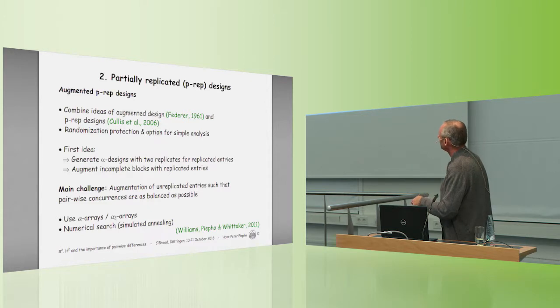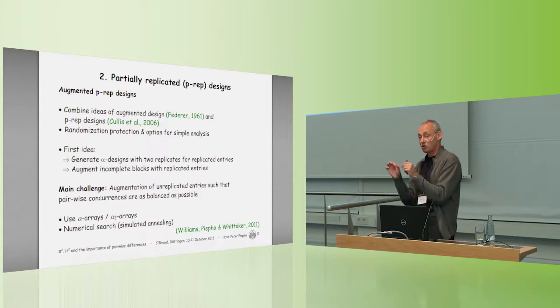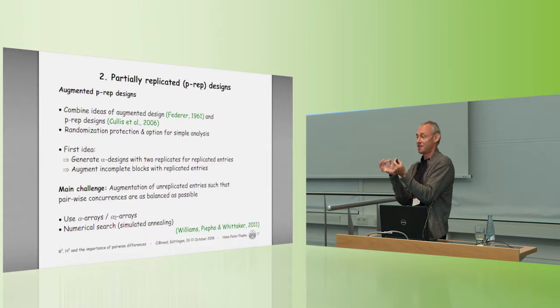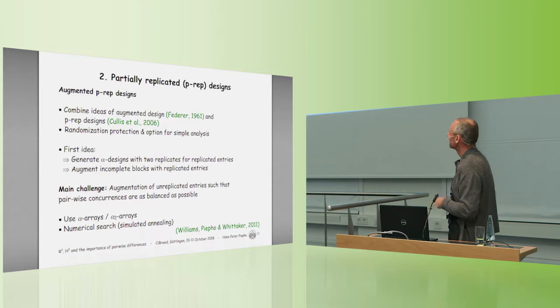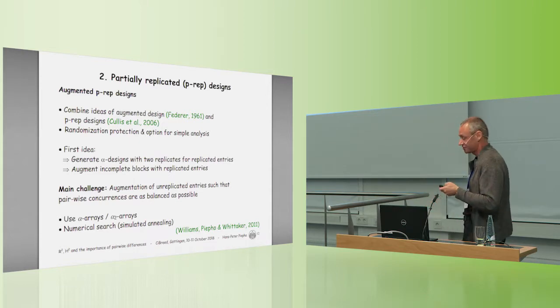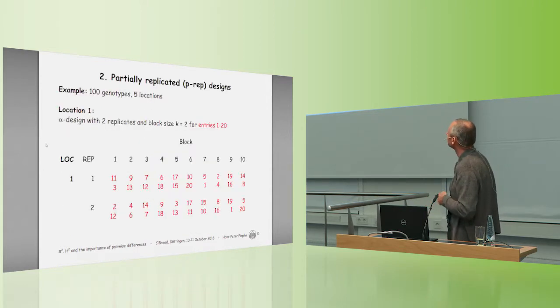And this usually means that you want to optimize in such a way that the number of pairwise occurrences of the same pair of genotypes in the same block, that's the thing you want to focus on, is balanced as much as possible between pairs of treatments or genotypes.